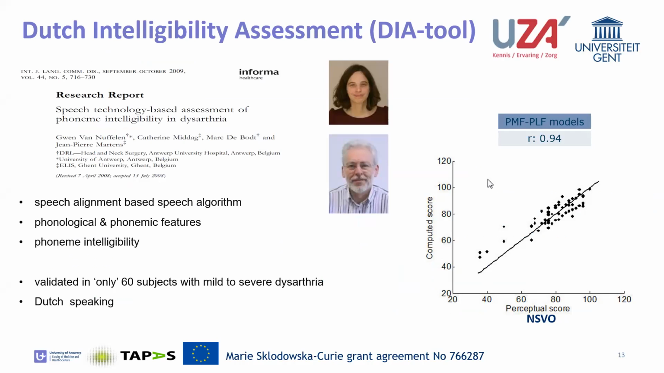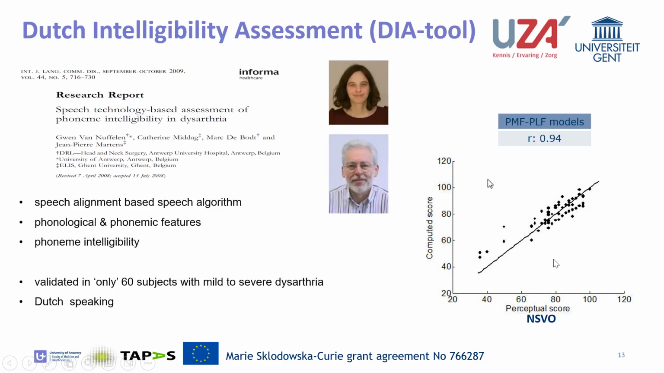I still find it an honor to have worked with the colleagues of the University of Ghent. And in 2009, we published the Dutch Intelligibility Assessment, which is a speech algorithm that allows us to measure what we measure with the NSVO, but then automatically, so phoneme intelligibility. And as you can see in the figure, the correlation between the perceptual scores and the computer scores was very strong. So it is validated in a way, but we also have to admit that we didn't have a lot of patients with low intelligibility scores.